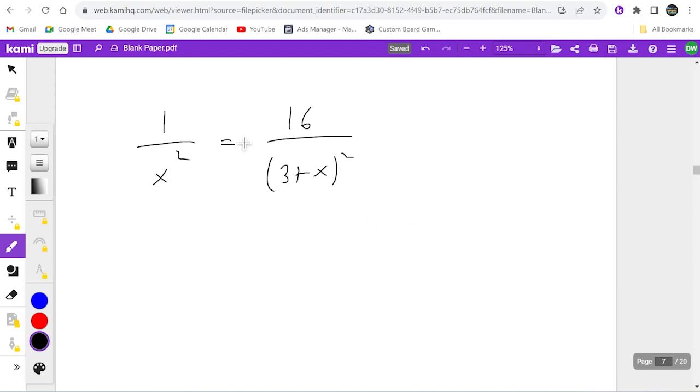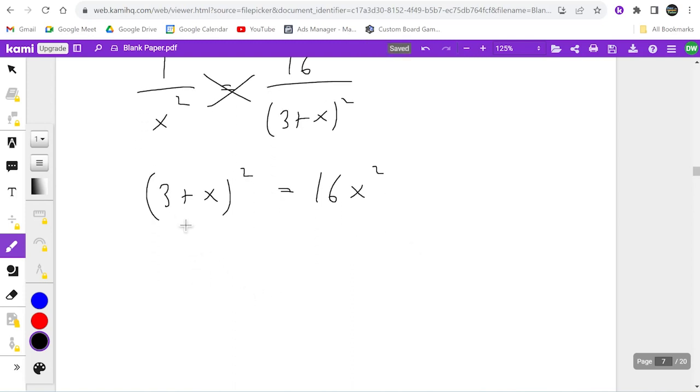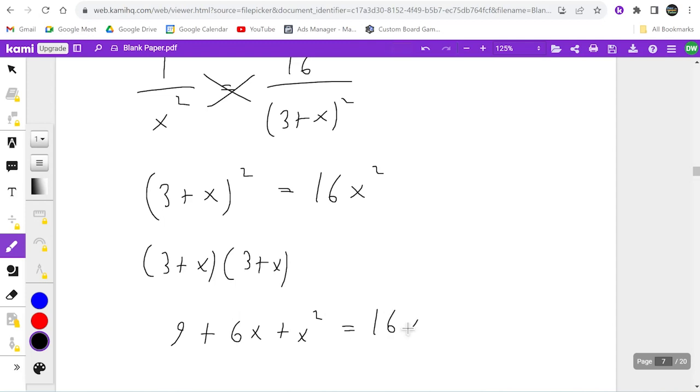I'm going to cross multiply these. So I get (3 plus x) quantity squared equals 16x squared. This is great. Now I just got to FOIL the 3 plus x. In other words, write it out like this, and then I got to FOIL. I'll get 9 plus 6x plus x squared equals 16x squared.